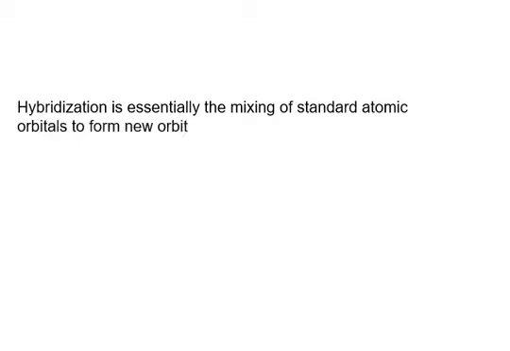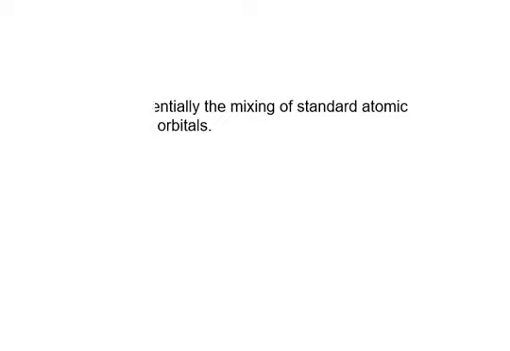Today you'll learn about the concept of hybridization in carbon. So hybridization is essentially the mixing of standard atomic orbitals to form new orbitals. So we know that carbon in the ground state has the following electronic configuration. That's 1s2, 2s2 and 2p2.